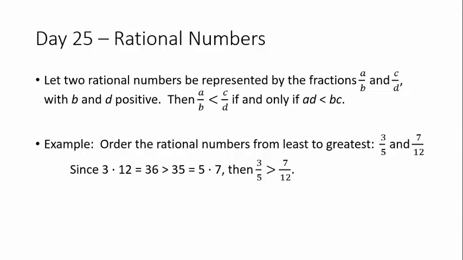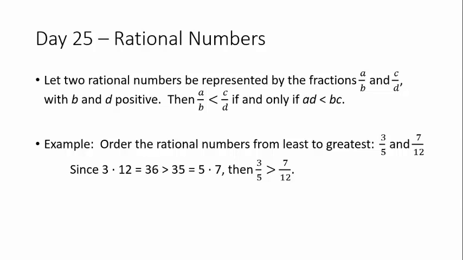We've got the product of the extremes and the product of the means. A and d are the extremes, b and c are the means. And so if we have this relationship, a times d is less than b times c, we know that the fractions have this relationship, a over b is less than c over d.